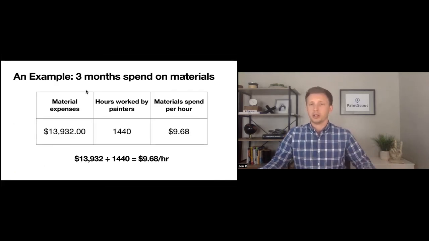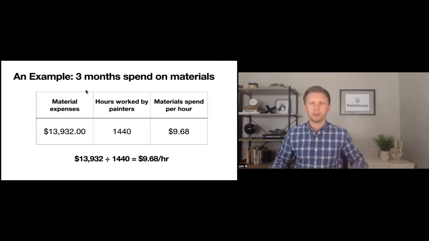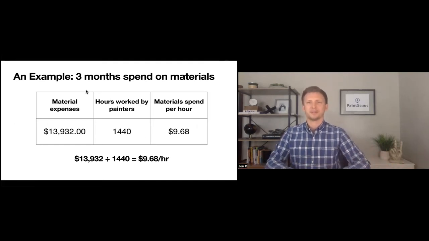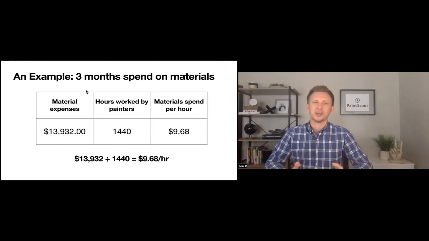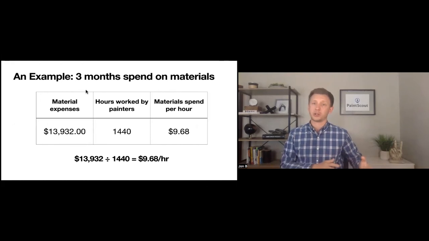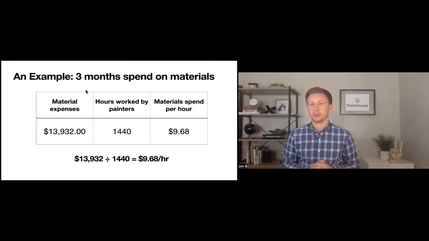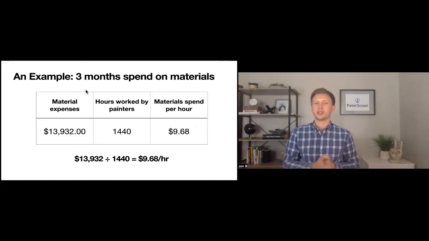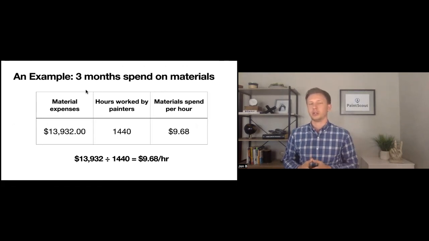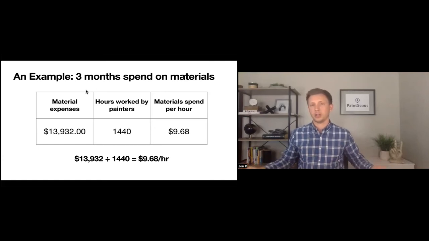Here's an example of that company we were talking about. I should have named it. I don't know why I didn't name it, but it's a made-up company. And they've got material expenses of $13,932. Again, the painters worked 1,440 hours in that 3-month period, which gave them an average material spend of $9.68 per hour. The longer period of time you're going to have, the more that number is going to be indicative of the average. So keep that in mind.